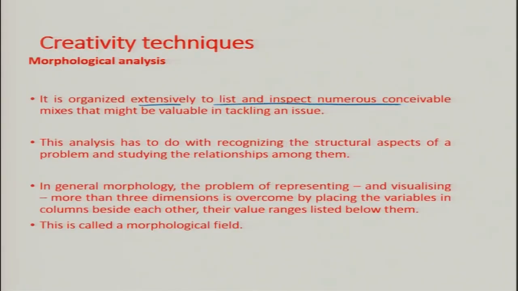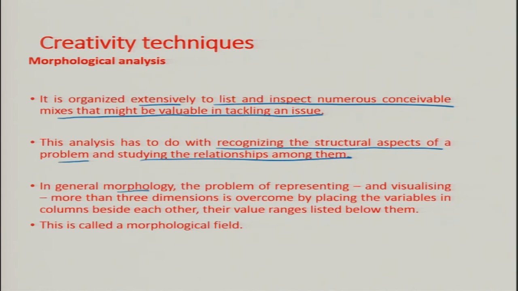Then comes morphological analysis, which is nothing but we just get the list of all the parameters. Like I said, we have steps A, B and C. Okay, no steps, we have the processes 1, 2 and 3. We have the materials A, B and C. And we have further assembly processes X, Y, Z, all those. We get all the combinations, whichever is best, we select that. So it is organized extensively to list and inspect numerous conceivable mixes that might be valuable in tackling an issue. This analysis has to do with recognizing the structural aspects of a problem and studying the relationships among them.